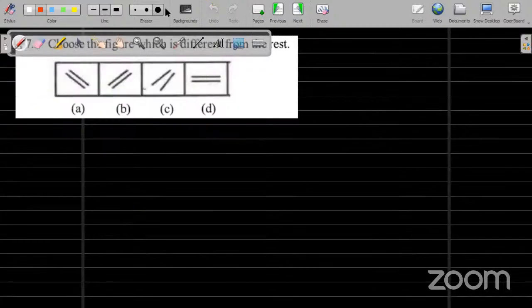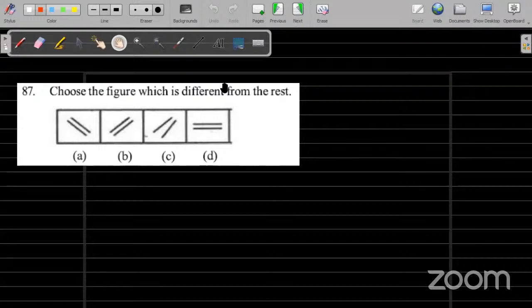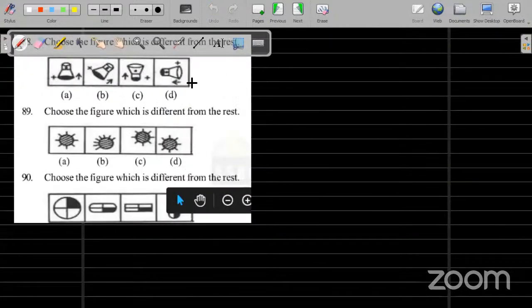Choose the figure which is different from the rest. It is a very simple question. Anybody can answer that. 3 of the 4 are parallel lines, and in one case it is not parallel. Obviously, no need to say anything. It is such a simple question. Answer option C. Next one.